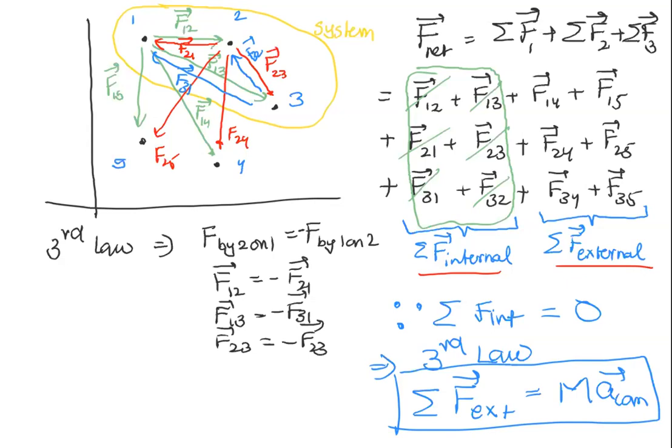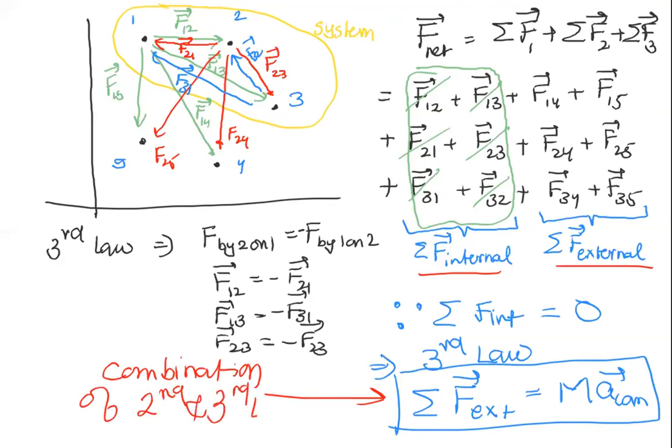So please remember that although this looks like the second law, it is really a combination of the second and the third laws of Newton. Now, what would happen if F12 and F21 don't cancel out? Okay, then there will be problems. And I will discuss some of those problems with you.